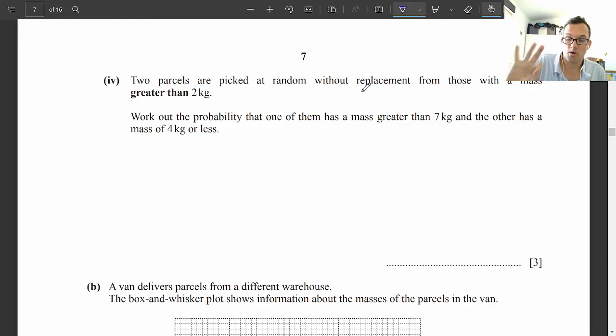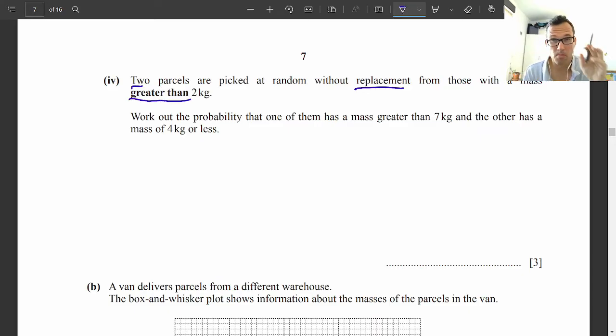Question 4a, part 4. This one we need to look at carefully. There are a lot of mistakes that can creep in. First of all, we're picking 2 parcels at random, which are not replaced. And we're only picking them from the ones with a mass greater than 2 kilograms.